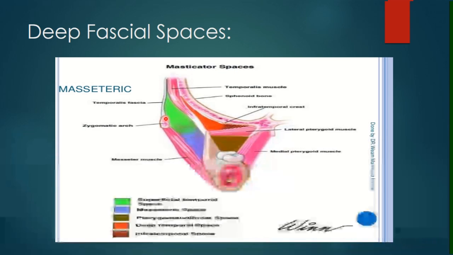What are the masticator spaces? Here we have the superficial temporal, submasseteric space, pterygomandibular space, deep temporal space, and infratemporal space. And again, this is the masseter muscle. We have to remember these muscles. We have the ramus of the mandible. We have the temporalis muscle here, and the lateral pterygoid and medial pterygoid. And here we have the fascia and the skin of the temporal area.